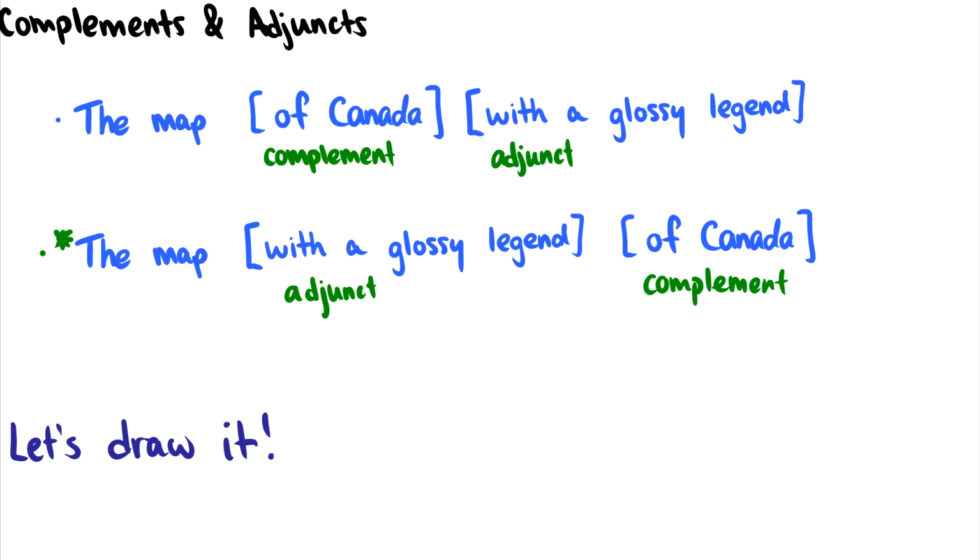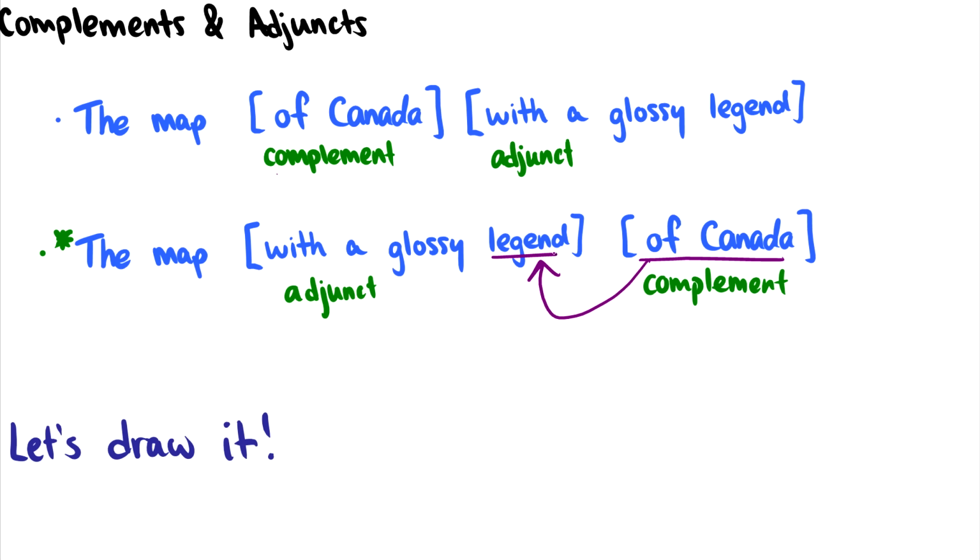So, with complements and adjuncts, a complement has to appear first in order to keep the same meaning. Adjuncts can swap their order and not change the meaning of a sentence. Okay, so the map of Canada with a glossy legend. If of Canada is an adjunct, then we can swap it around and it has the same meaning. So the map with a glossy legend of Canada does not have the same meaning. Because in this other example, when the adjunct is flipped with the complement, this of Canada now modifies legend. So the of Canada, it is now a legend of Canada, not a map of Canada. The map could be of anything, but the legend only has Canada in it. Therefore, we can't swap the order of these two. The complement and the adjunct.